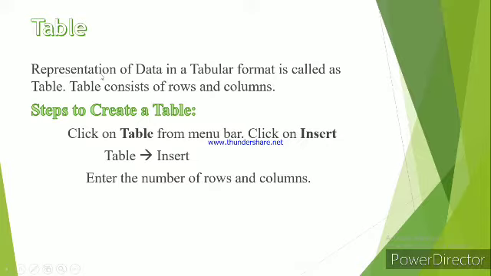What is table? First of all, it's a representation of data in a tabular format. Table means which consists of rows and columns. Okay, so how you can create table in Writer? The step is, first you have to go to table from the menu bar and then click on insert. As soon as you click on insert, you will see a window appears which asks for the number of rows and columns. You have to enter the number of rows and columns and your table will be created.